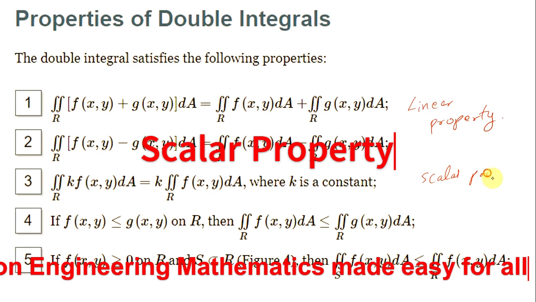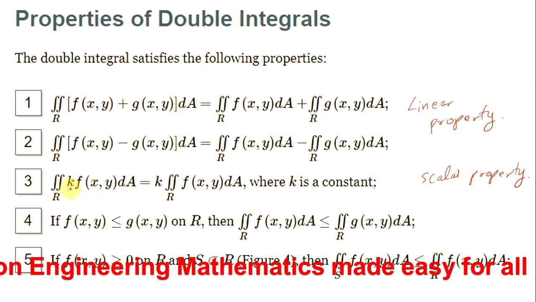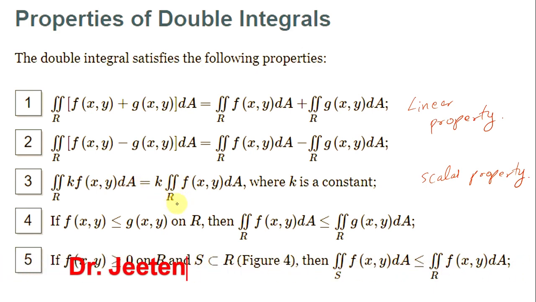scalar property, where a scalar k, a constant, is multiplied. The double integral in the region R of k times f of x comma y dA is equal to k times the double integral over R of f of x comma y dA, where k is a constant. Okay, so this is the third property.